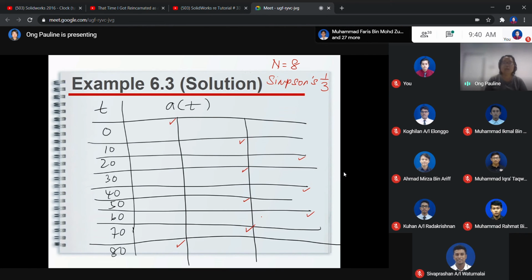4-2-4. Okay, then if you try to do the shading here, you will see that you will get a symmetry form di sini. Okay, so symmetry form. Alright. Okay, so you will get something symmetry here. So means yang pemilihan Simpson 1/3 ni memanglah betul lah. Alright.